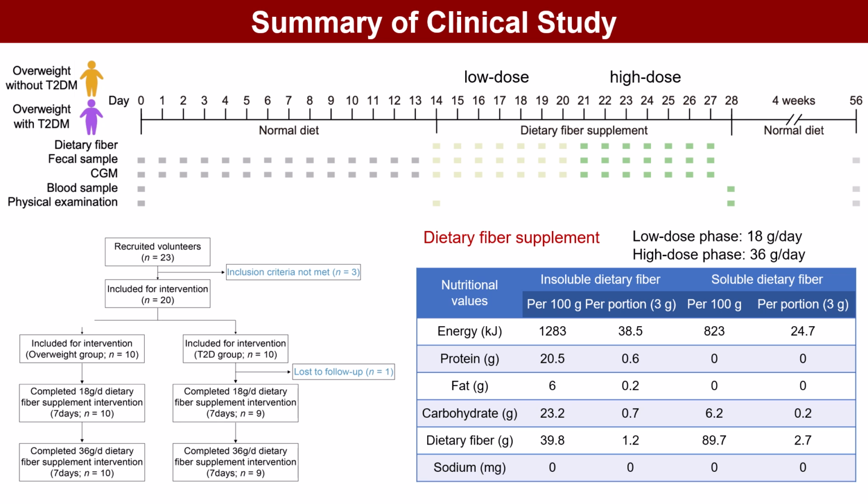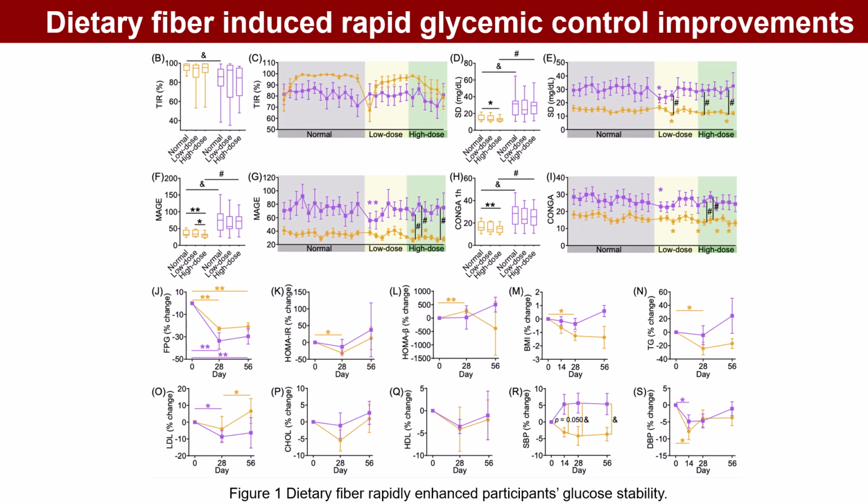At the end of the study, 10 participants in the overweight group and 9 in the T2D group completed the trial. Clinical assessments showed that, during the intervention, the percentage of time per day with glucose levels between 70 and 180 mg per deciliter remained above 70% in both groups, with no significant changes from the normal diet phase. Meanwhile, dietary fiber supplementation reduced glycemic variability and fasting plasma glucose across both groups.